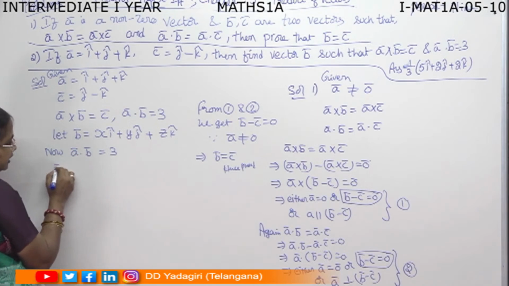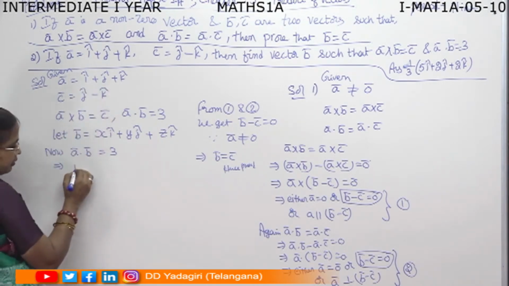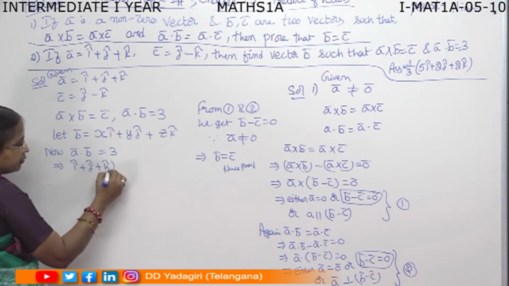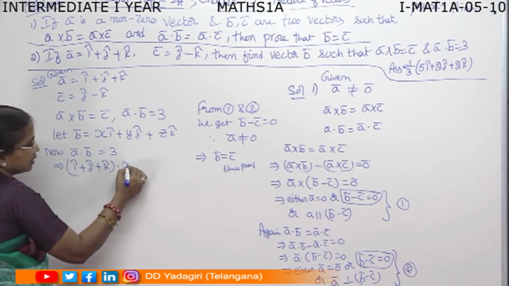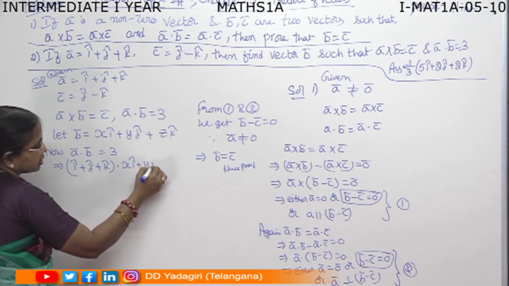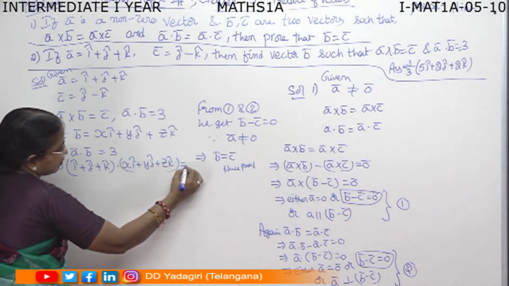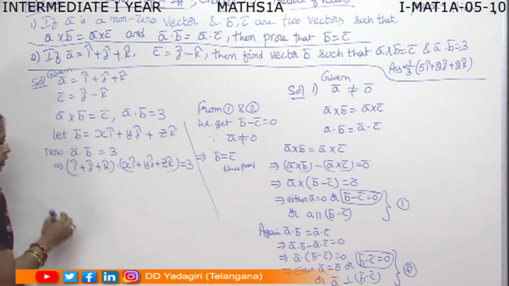Implies what? What is A? A is i plus j plus k, dot B. B is xi plus yj plus zk, that is equal to 3. Now take the dot product.